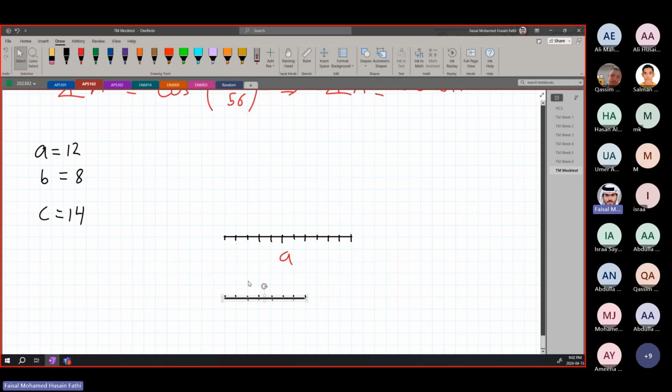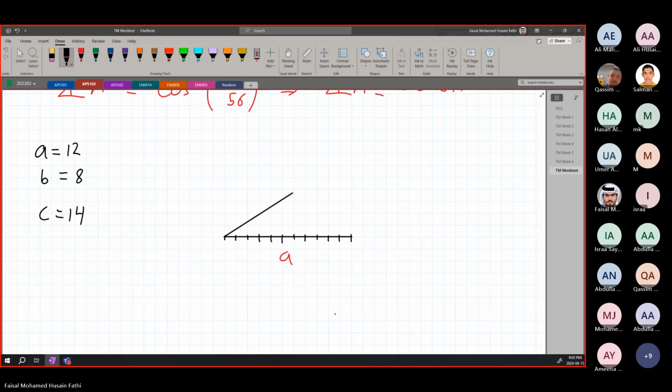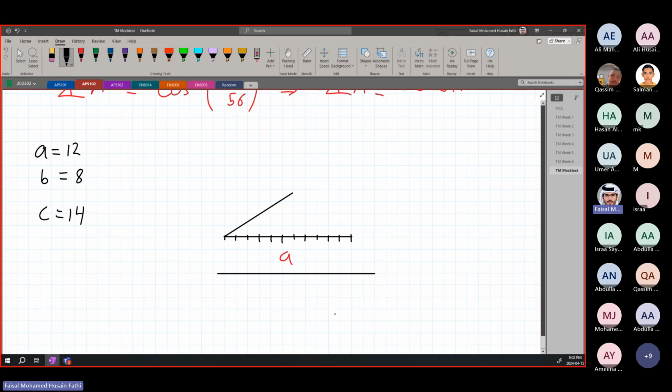I'm just going to take this line and put it here at a specific angle. Then we will know which angle it is exactly. And let us draw C. C is 14, which is bigger than A by 2. So C is going to be this line from here to here, because this is 14. This is 12 for A, then 15, 16 for C. And C is connected over here.